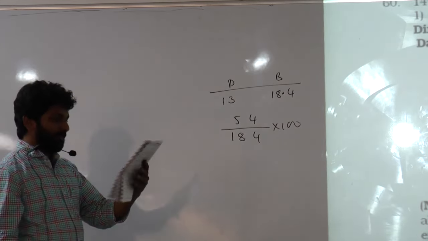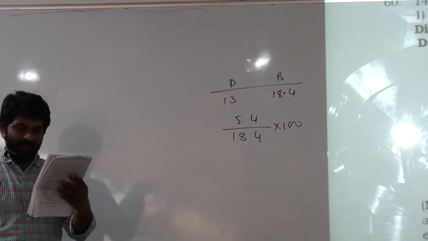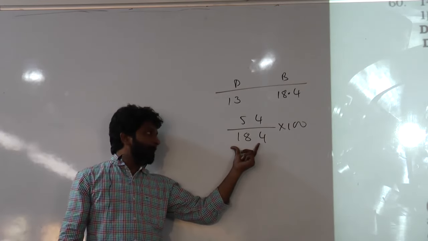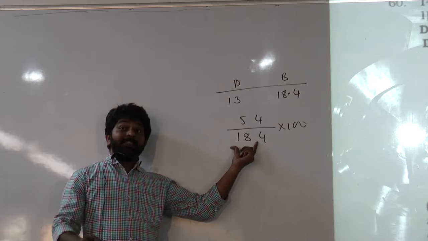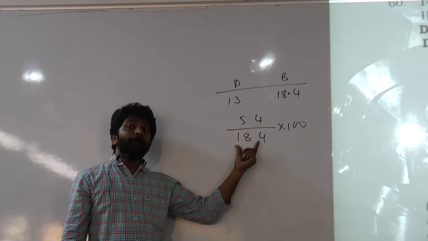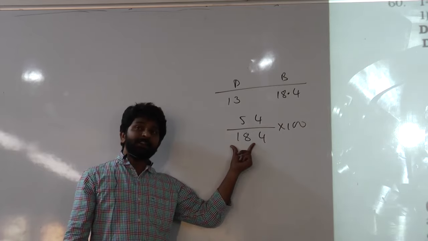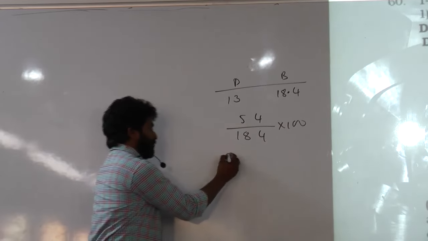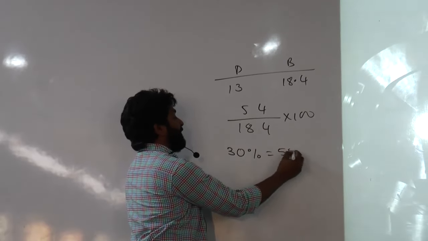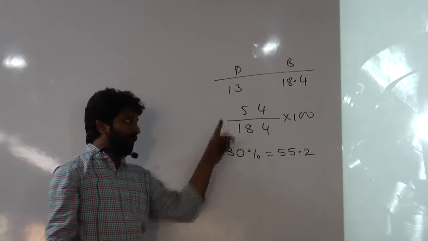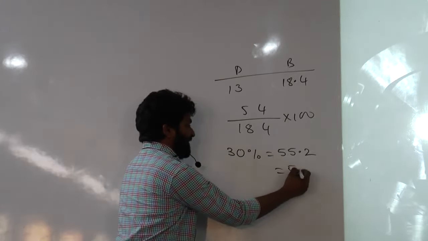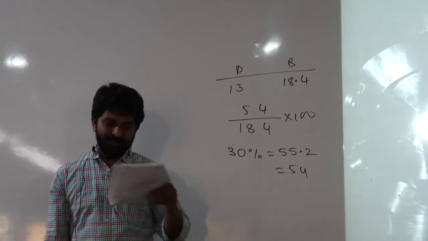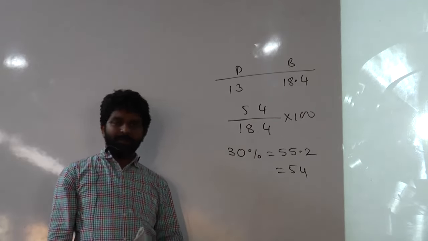Look at your options first. 40, 39, 59, 29. Okay. 10% is 18.4. 30%? 18.4 into 3. 18 3 times is 54. 0.4 3 times is 1.2. So 30% becomes 55.2. But we have 54, which is less than this. Answer is less than 30% but very close to 30%. Look at your options. 29%.